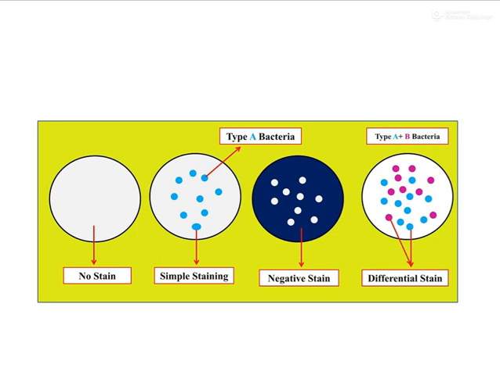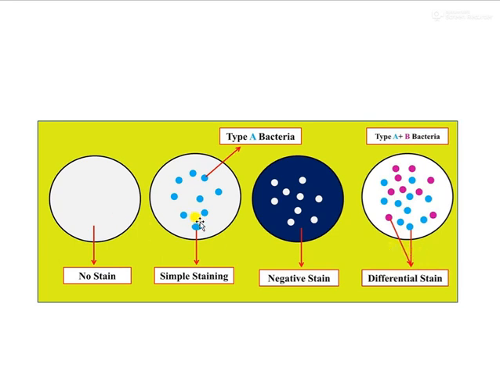Other than that, we also have a differential staining technique in which the same slide is stained with two different stains. In such a case, some microbes will take up one stain, and the other microbes present in the same slide could take up a different stain. As a result, in this microscopic view you can see two different types of microbes present here. Such a technique is called the differential staining technique.